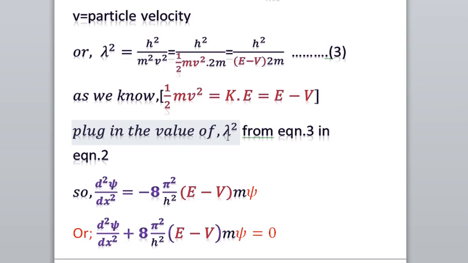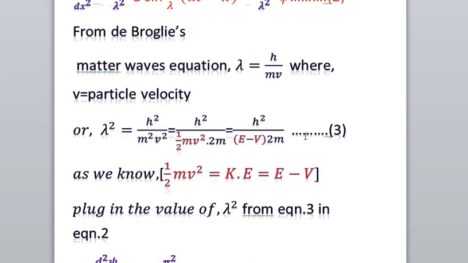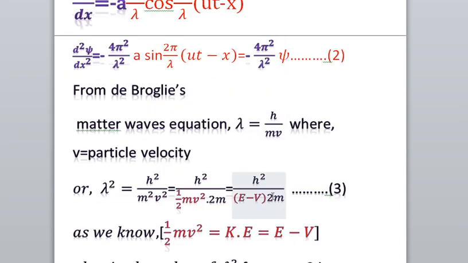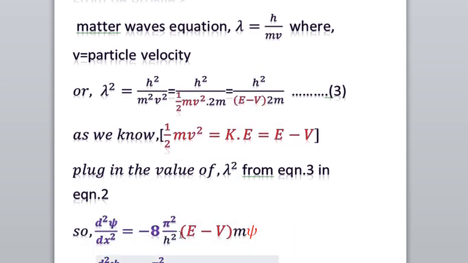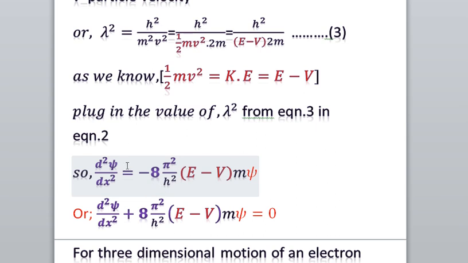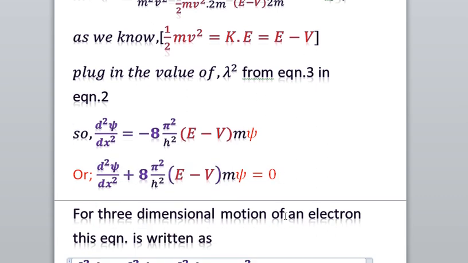Plug in the value of lambda square from equation 3 in equation 2. This is equation 2 and this is the lambda square value. We plug lambda square equals h square upon (E minus V) into 2m in it. Then we get d square psi upon dx square equals minus 8 pi square upon h square (E minus V) m into psi, that is d square psi upon dx square plus 8 pi square upon h square (E minus V) m into psi equals 0.